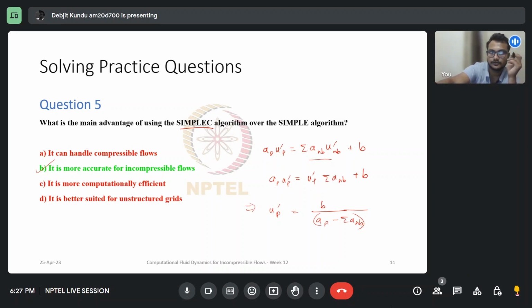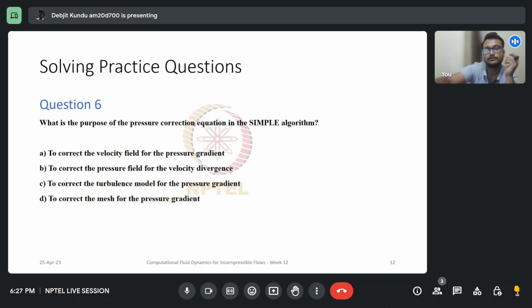So that's it for this question. I hope that things are clear. We will keep moving on. We will move on to question number 6 of today's session, which is asking us what is the purpose of the pressure correction equation in the simple algorithm?